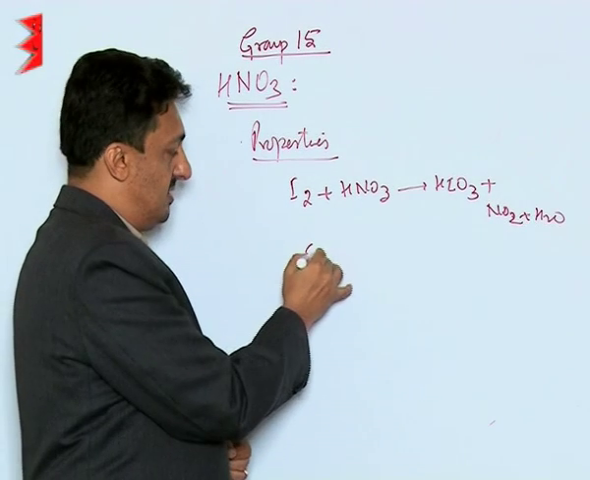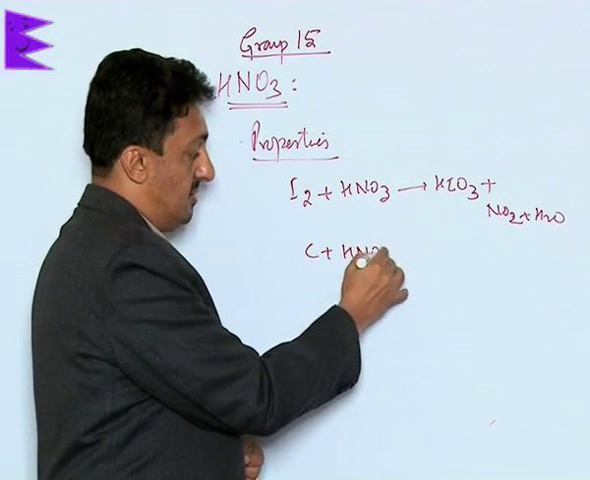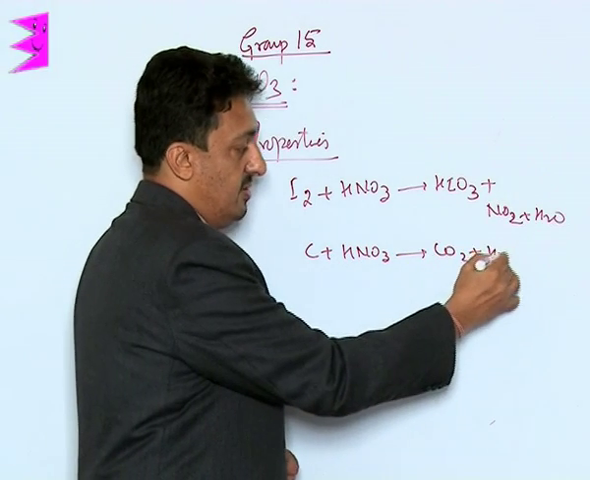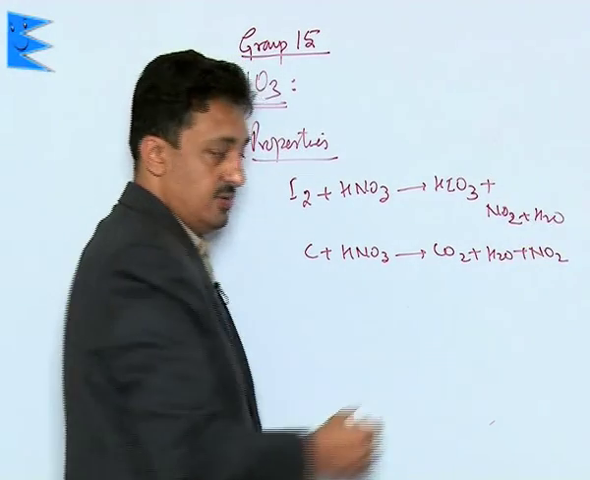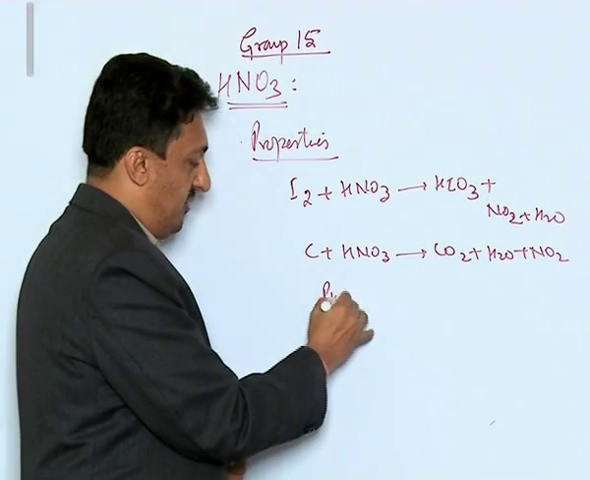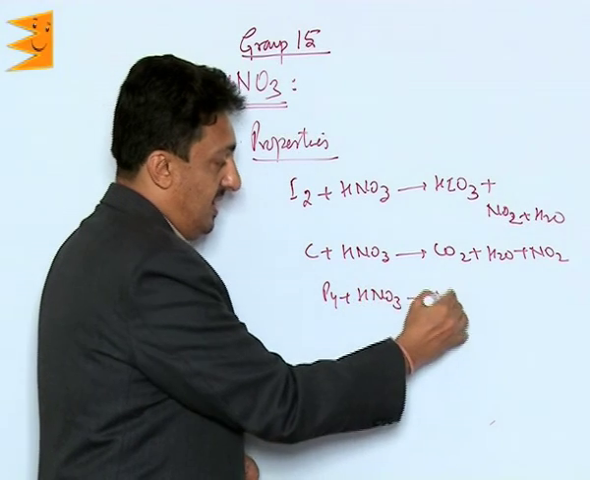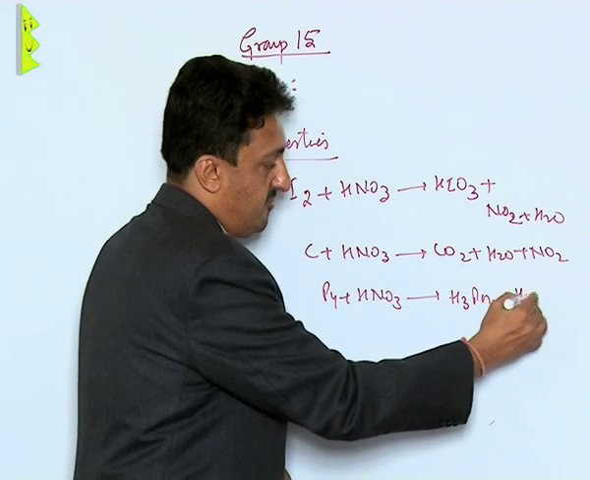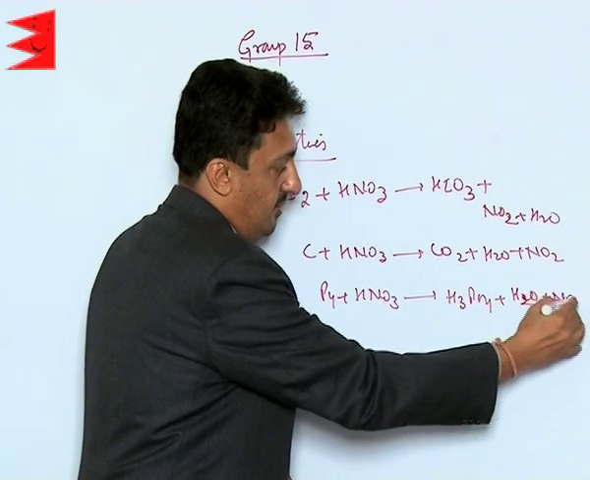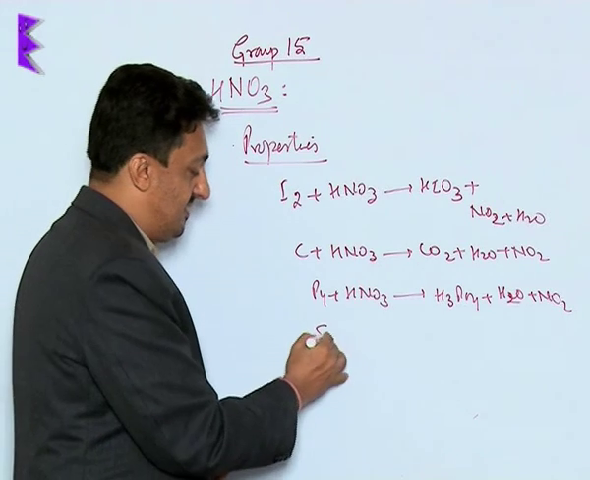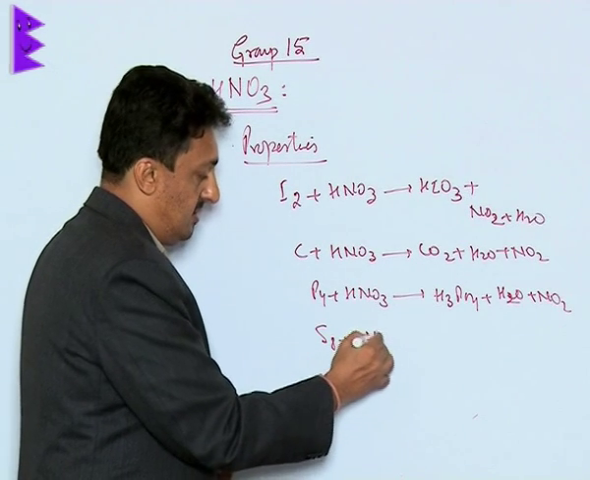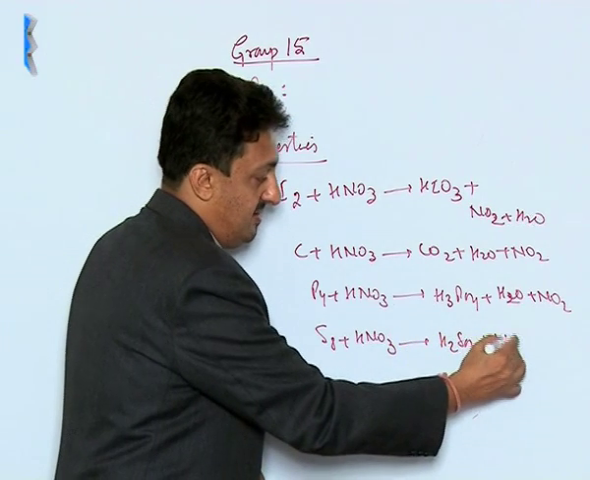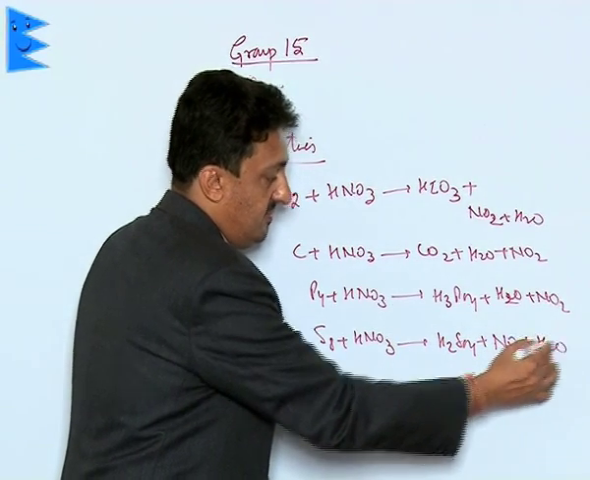When treated with carbon, this nitric acid oxidizes it into CO2, H2O and NO2. When treated with phosphorus, nitric acid oxidizes it into phosphoric acid, H2O and NO2. It oxidizes sulfur to sulfuric acid, and forms nitrogen and water.